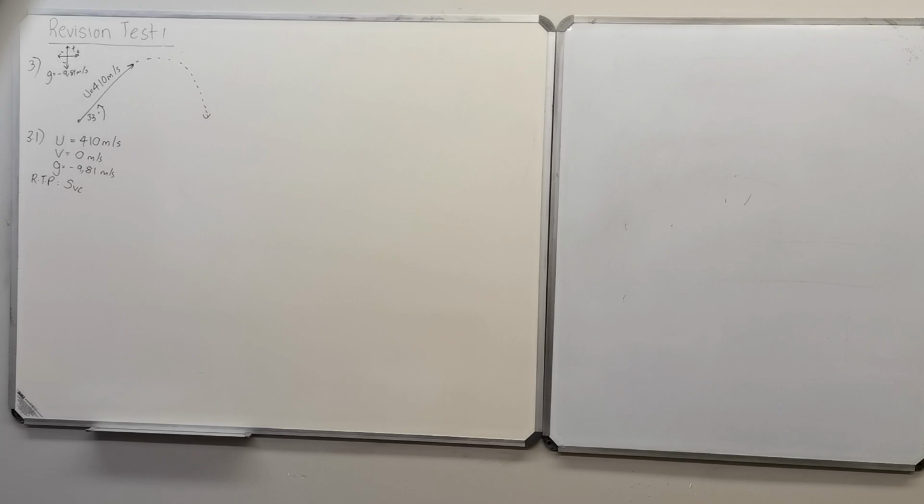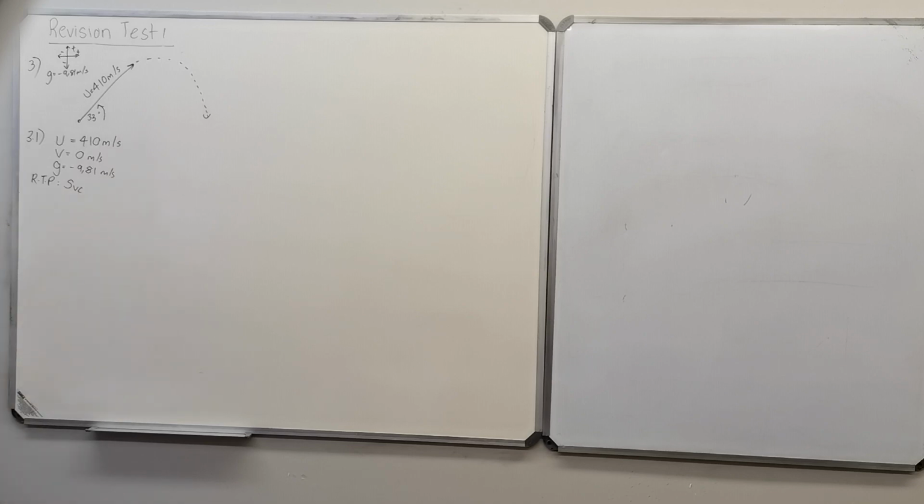S is equal to V squared minus U squared over 2G. Yes? 0 squared minus 410 squared over 2 into minus 9.8. No, that's wrong there. Don't you have to work out the vertical component? Yes. So this is wrong. Oh, yeah. Right? So that's why I said S on your y-axis.